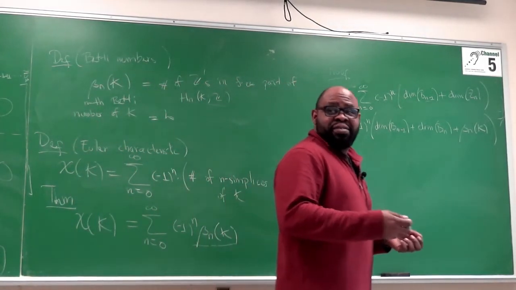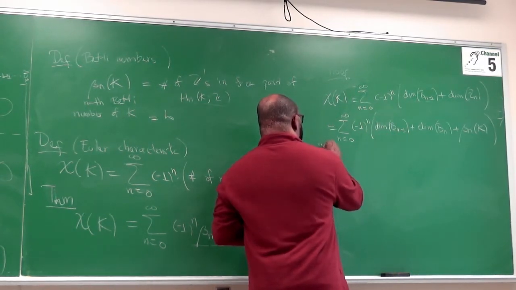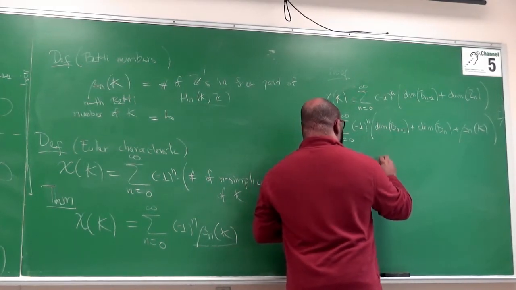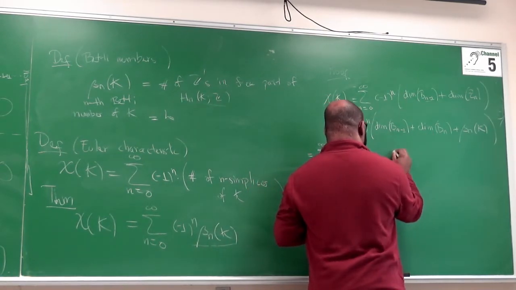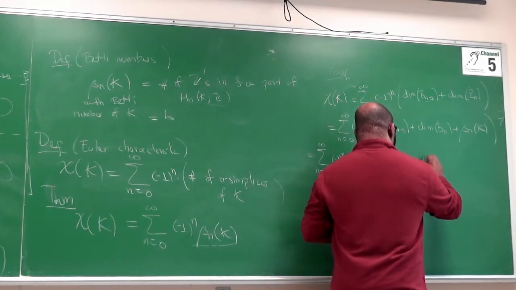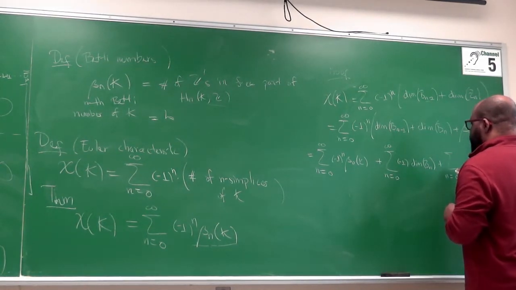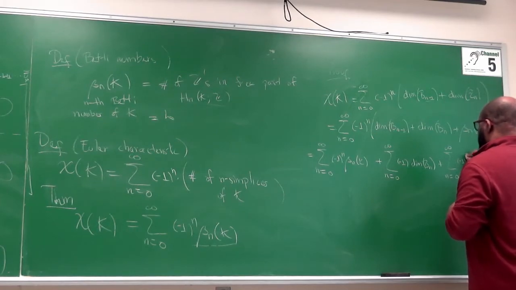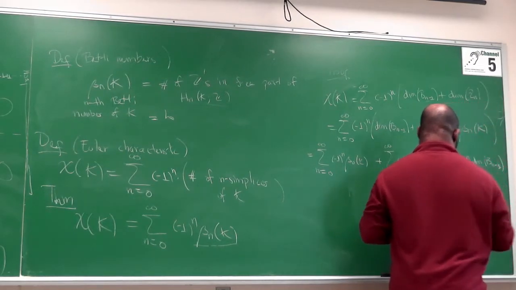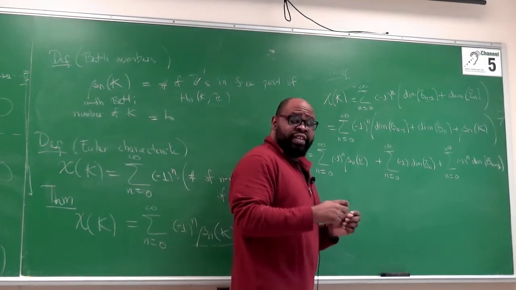So things are going to cancel out. I'm going to put this guy over here, the sum of (-1)^n b_n, plus I'm going to take this guy first, the sum over n≥0 of (-1)^n dimension of B_n, and next I'm going to take this guy here, plus the sum over n≥0 of (-1)^n dimension of B_{n-1}. Okay? So here's the magic of adding and subtracting the same thing.